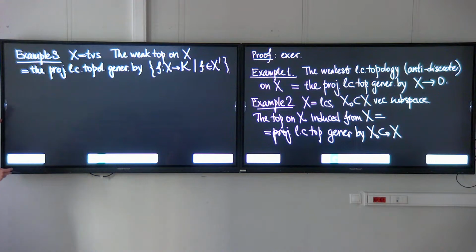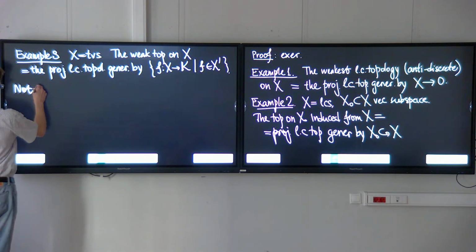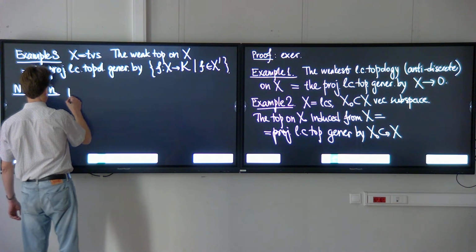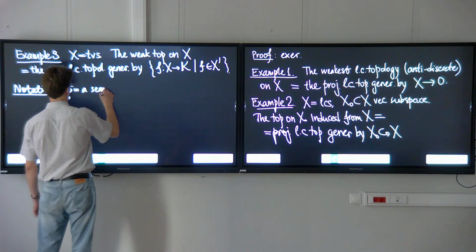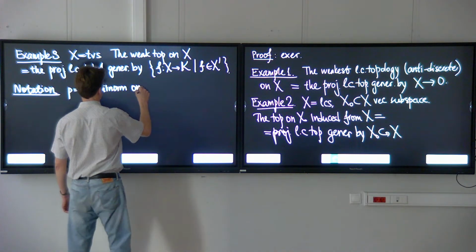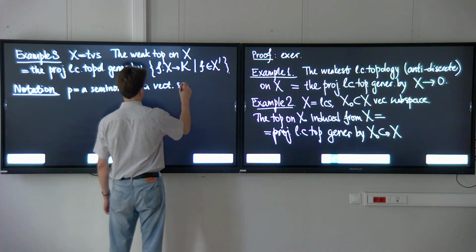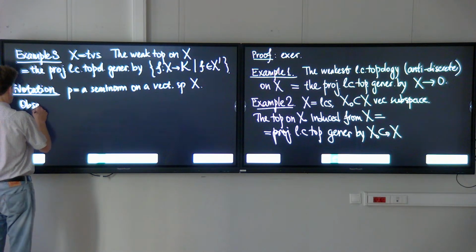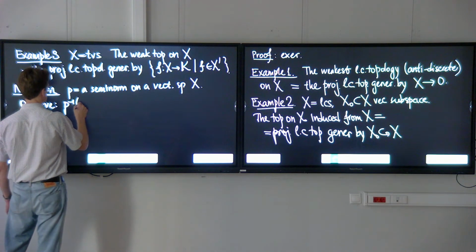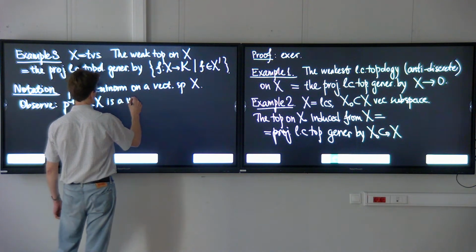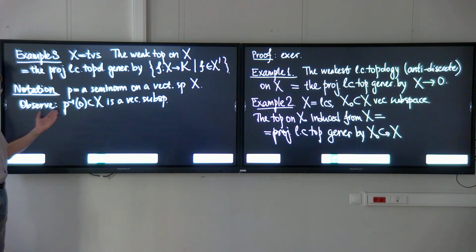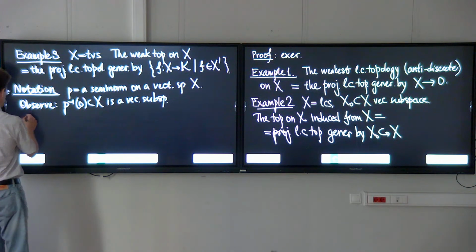Well, before we discuss example 4, let's introduce some general notation. Suppose p is a seminorm on a vector space X. Now let's observe that the preimage of 0 is always a vector subspace of X. This is immediate from the triangle inequality. So we will take the quotient of X modulo this subspace, and let's denote it by X_p.